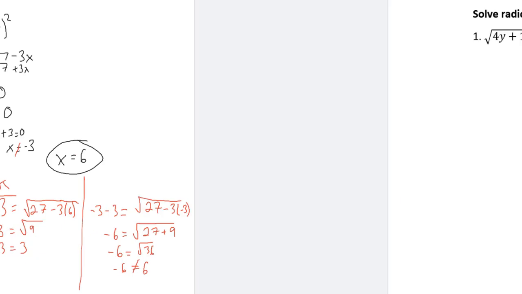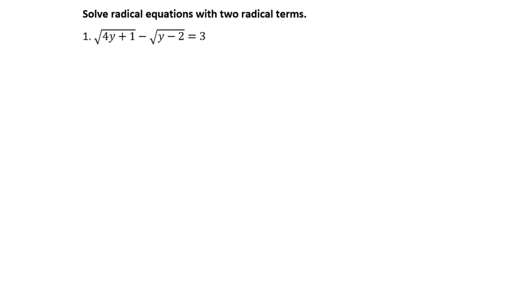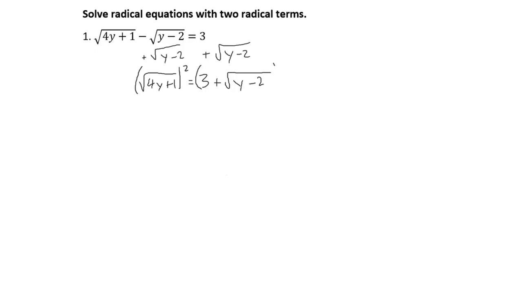All right, let's look at some more examples. So this is our first example with two radicals. Well, we first start by isolating one of them. So I'm going to add square root of y minus 2 to both sides. And after I do that, then I will have the square root of 4y plus 1 on the left side, and 3 plus the square root of y minus 2 on the other side. And now once the one radical is isolated, I can square both sides, and I get 4y plus 1 on the left side. But on the right side, I'm going to have to show that multiplication.